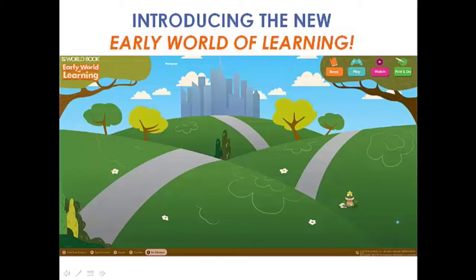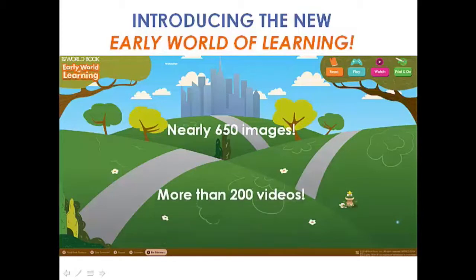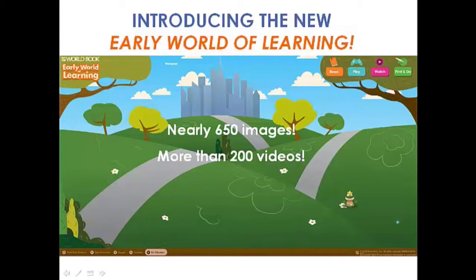And we have added a ton of new media. Early World includes a wealth of new related media brought over from World Book Online. There are now 650 images on Early World, 250 of which are brand new. There are now more than 200 videos for kids to enjoy, and 48 games that include new content.